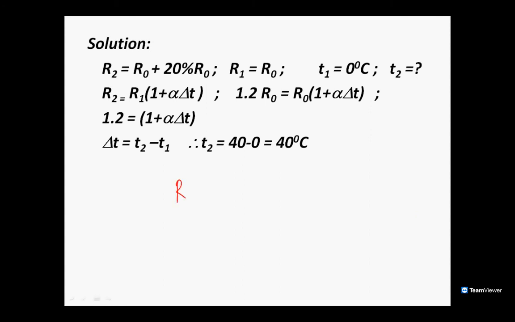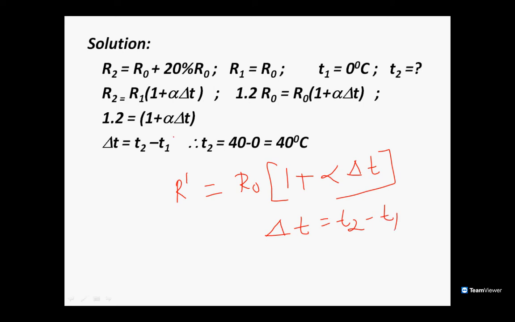Here, R2 or R dash equals R naught into bracket 1 plus alpha into delta T. This formula you have to use. Here, delta T is nothing but T2 minus T1. That's the formula. He is asking for T2 here.